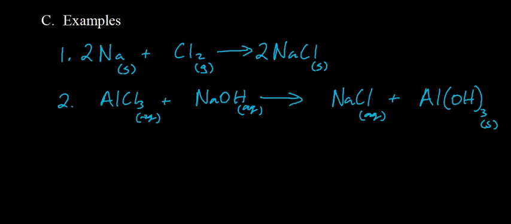Let me read it to you. Aqueous aluminum chloride, so a solution of aluminum chloride, reacts with a solution of sodium hydroxide to produce aqueous sodium chloride and aluminum hydroxide, which is a precipitate. It is a solid.